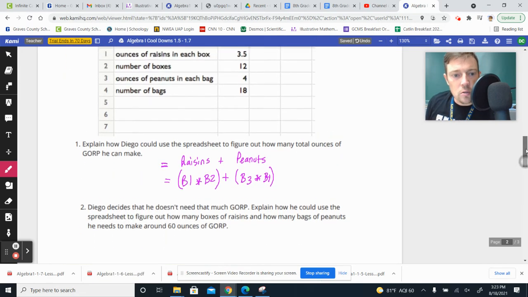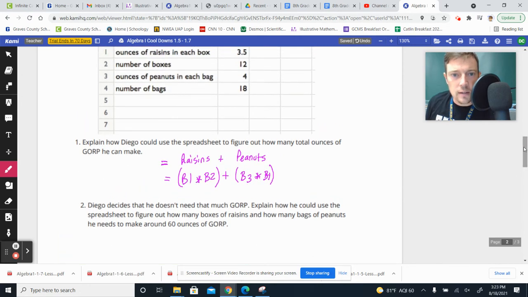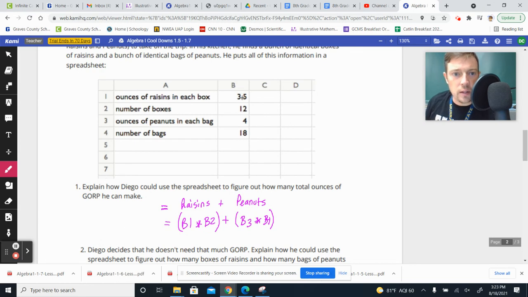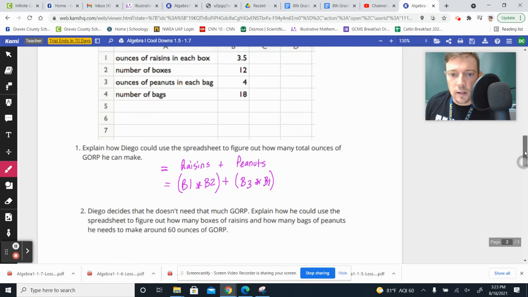And then number 2. So if Diego decides, whoa, that's way too much, and it's a really big number, and he wants to lower this so he only has 60 ounces of gorp. Explain how he could use the spreadsheet to figure out how many boxes of raisins and how many bags of peanuts he needs to make around 60 ounces of gorp. Well, you don't want to change the numbers in the ounces in each box because that's identical. But you could change how many boxes he uses. So what I would do is lower the numbers in B2 and B4. If I lower the numbers in B2 and in B4, that will lower the total number until it pops out a number that's closer to 60. Just remember that it's a ratio, so you probably want to lower them together at the same time. Maybe knock off one of each at a time until you get down to that 60 range.